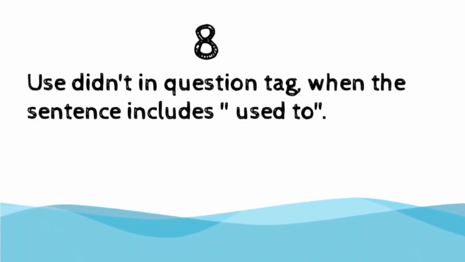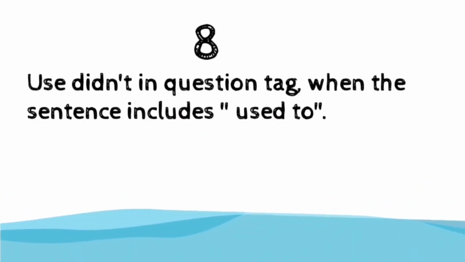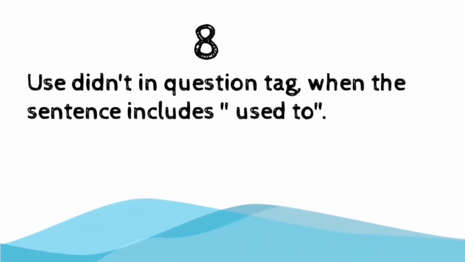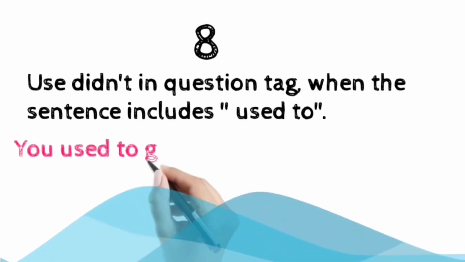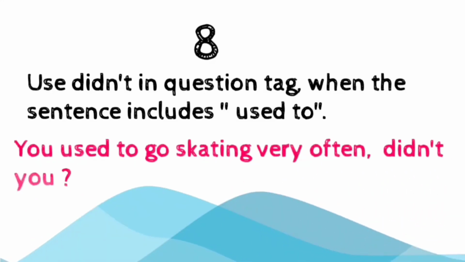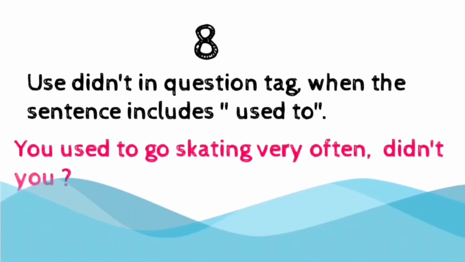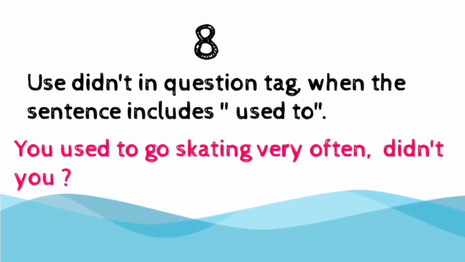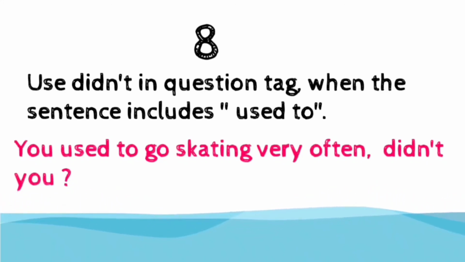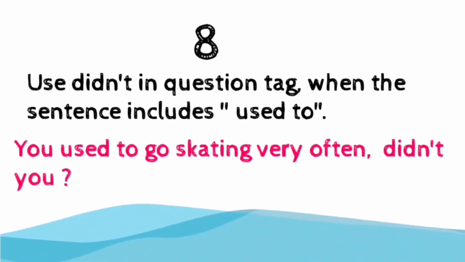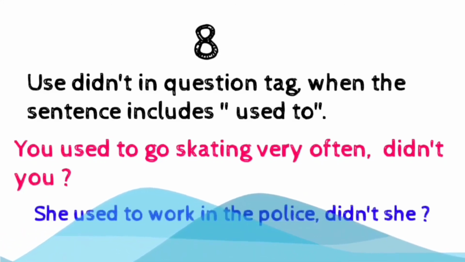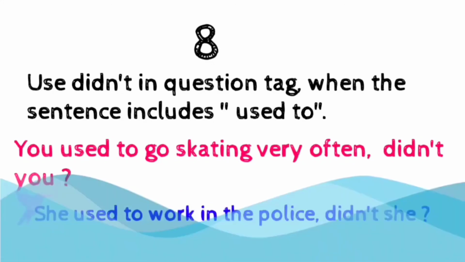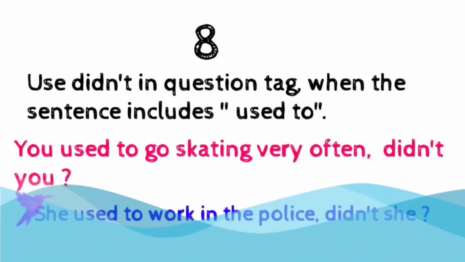Be form means is, was, were, are, this kind of words. Next one, use didn't in a question tag when the sentence includes used to. Used to is also a modal auxiliary verb here. If the sentence includes used to, we will use didn't in the question tag. You used to go skating very often. Didn't you? Used to we always use just to show a previous, meaning a past habit.